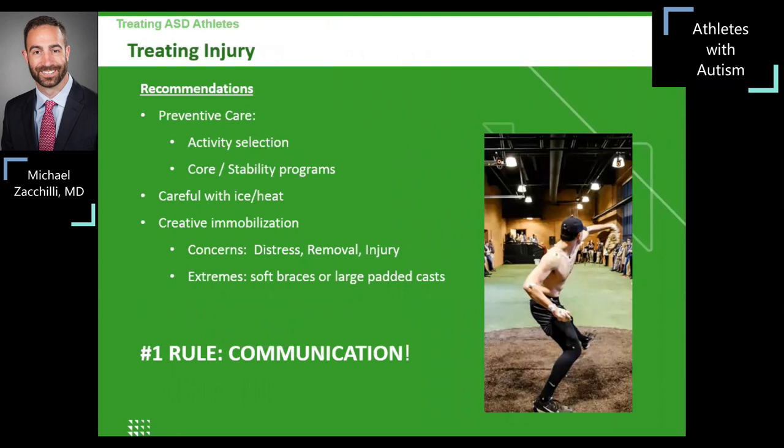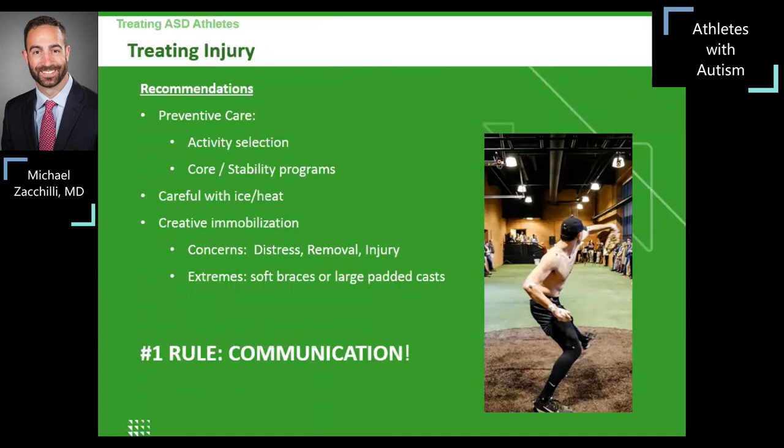Treating injuries, largely what's recommended is preventative care. So we've gone through all the deficits they have, primarily with core strength and stability. And so taking a large focus on that in a preventative fashion is really important. Additionally, activity selection for these patients is important. So collision sports or sports where there's large amounts of traffic may be dangerous for these patients.